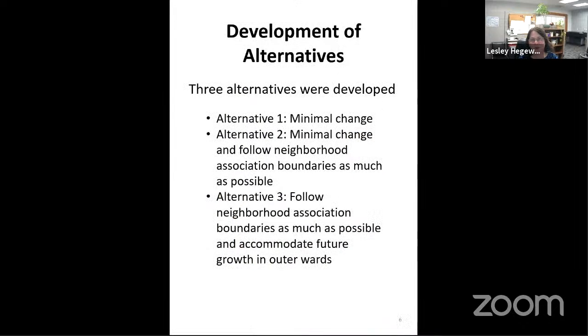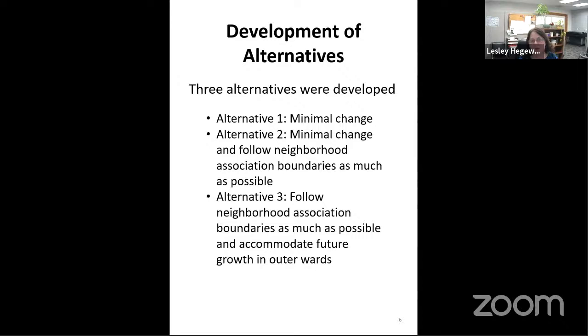So we developed 3 redistricting alternatives, and each one had a little bit different approach to these. The first alternative is what we're calling the minimal change alternative. And this one was created using the current boundaries and just making as minimal change as possible to get the ward populations into balance with one another.